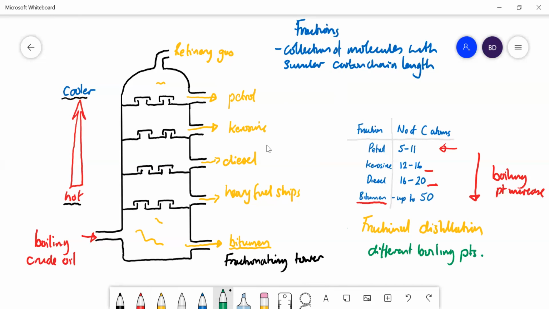If you've done a later video, don't confuse this process with cracking. Cracking is different. There's no chemical reactions going on here. You're just separating substances from each other on the basis of their different physical properties.